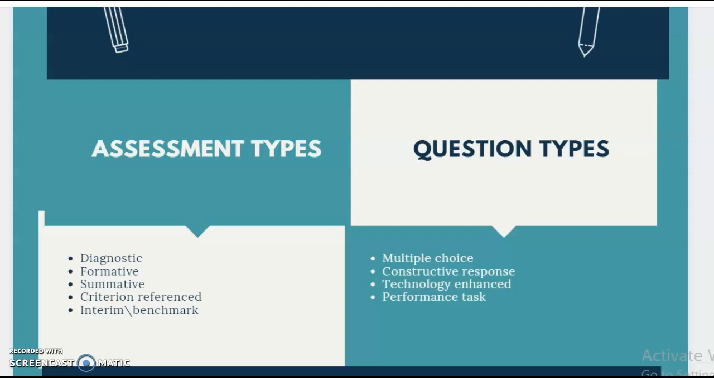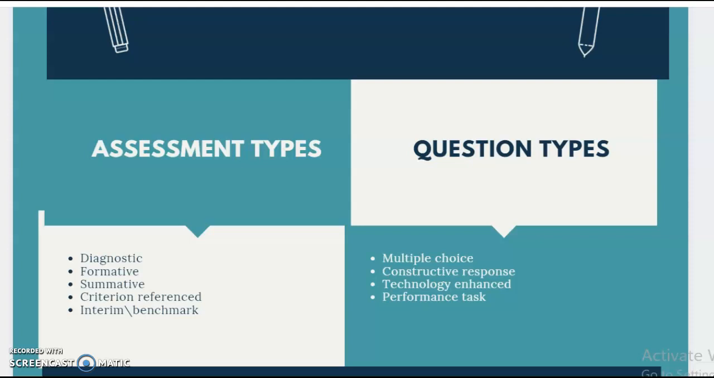Norm referenced assessment compares the student's performance against national or other norm or normal groups. Criterion referenced measures a student's performance against standard goals and specific objectives. Interim slash benchmarks. This is an evaluation of a student's performance at a periodic interval, usually at the end of a grading period.